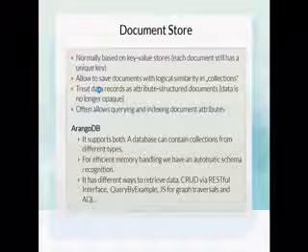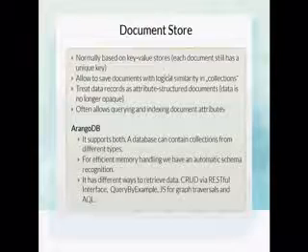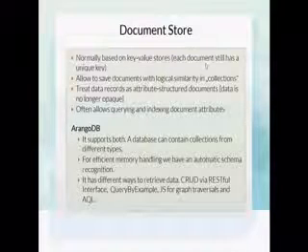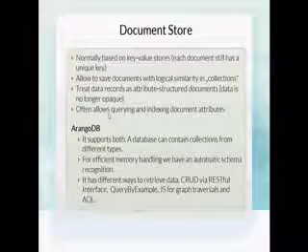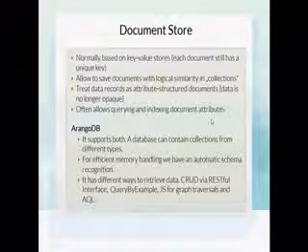A document store is normally based on a key-value store, and each document still has a unique value. It allows saving documents with logical simplicity in collections. It treats data records as attribute-structured documents. It often allows querying and indexing document attributes. Now we will discuss ArangoDB in terms of a document store.